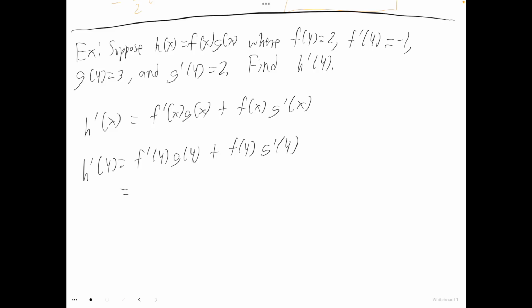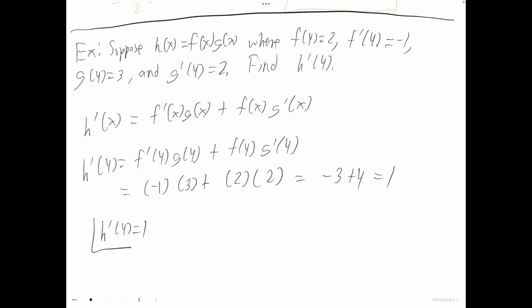Now we just plug things in. F prime of 4 is negative 1, g of 4 is 3, plus f of 4 is 2, and g prime of 4 is also 2, and so we end up with negative 3 plus 4, which is 1. So h prime of 4 is 1. And so, like I said, this is more just, do you actually know the product rule? But you see questions like this sometimes in calculus classes. So I just wanted to do an example of one such question.